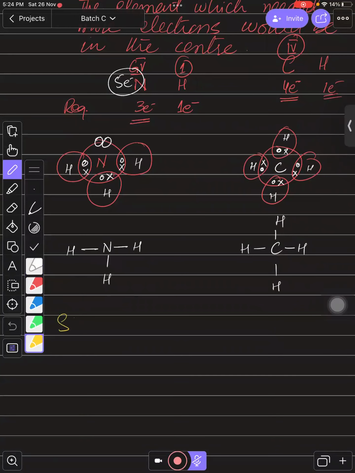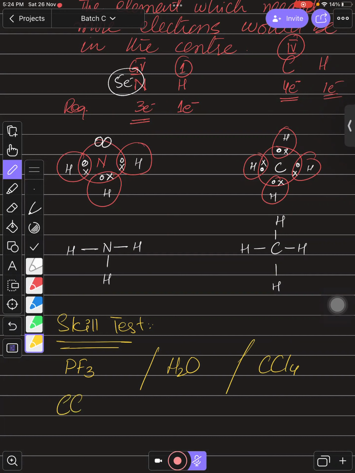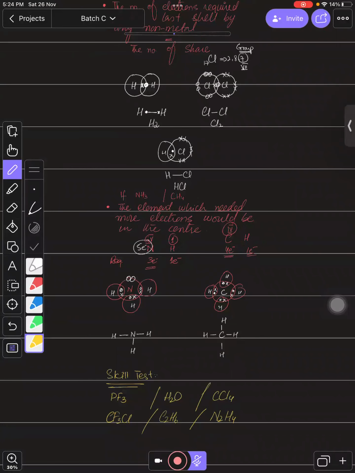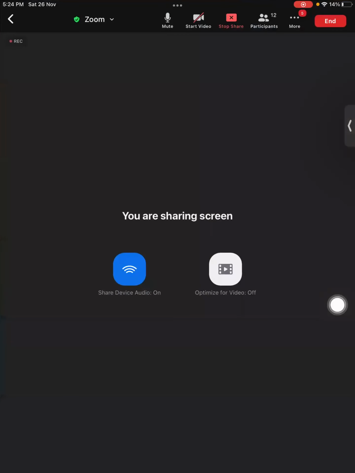Chalo, now it's your turn. You need to show me your skills now. This is your skill test, right? I just want to see कि आपको कितना समझ आ गया है. Can you draw the structure of PF3? Can you draw the structure of water molecule? Can you draw the structure of carbon tetrachloride? Can you draw the structure of CF3Cl, right? Chlorofluorocarbon, this is one of the chlorofluorocarbons. Can you draw C2H6, it is ethane. Can you draw N2H4? These 6 molecules are your task. And for your reference, I am doing this for you so you can see the reference as well. Start it now and send me the pictures when you are done.